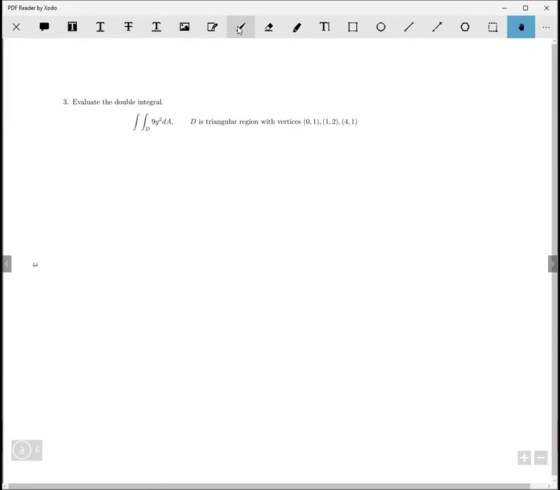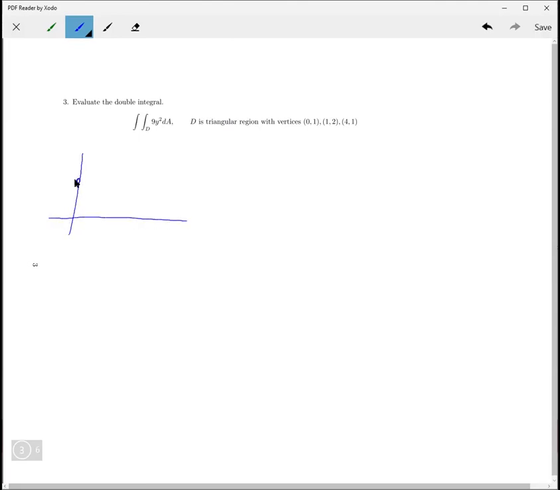Okay, so let's look at this exercise here. You want to integrate this over this region, and the vertices are, let me just draw a picture of that. So 0, 1 is right there. 1, 2 is up here, and then 4, 1 is over here. Okay, so this is the region. This is the triangle. This is the region that you want to integrate over.